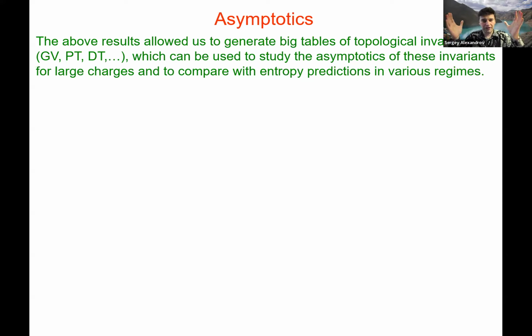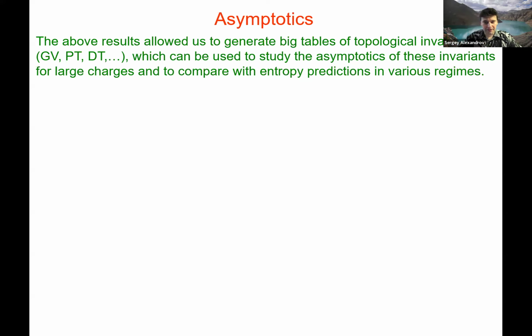Once we generated these big tables, we can try to study numerically, for example, their asymptotics. And for asymptotics, there are also predictions, very often analytic predictions from the Bekenstein-Hawking formula or some other results. So we can try to compare with the analytic predictions, or maybe to get also something interesting.